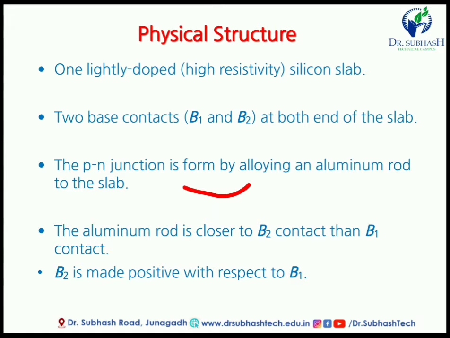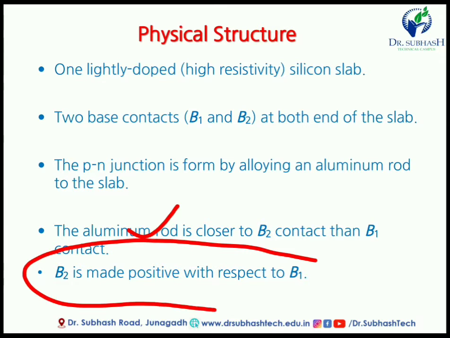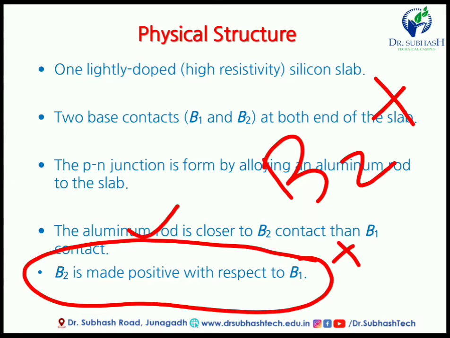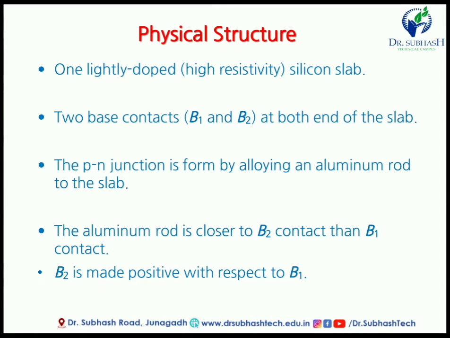Using doping we can change the material characteristics. The aluminum rod is closer to the B2 contact than to the B1 contact, as we will see in the next slide. When we give an input supply, B2 is made positive with respect to B1, and B1 is connected to the negative. So we can bias the UJT according to the requirement.